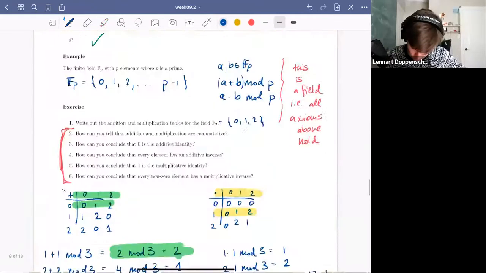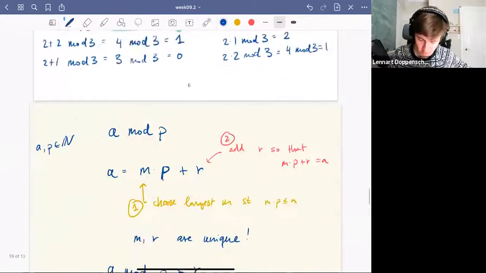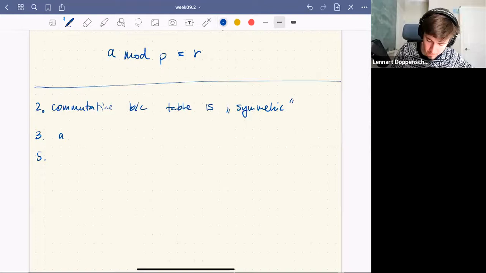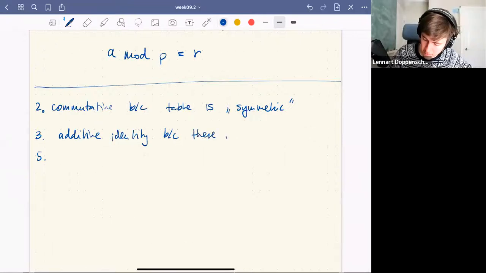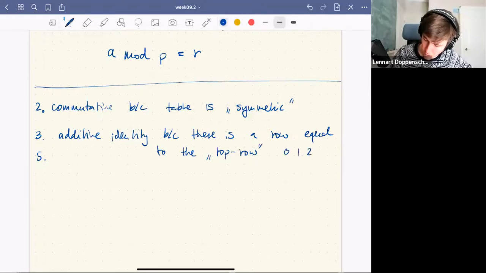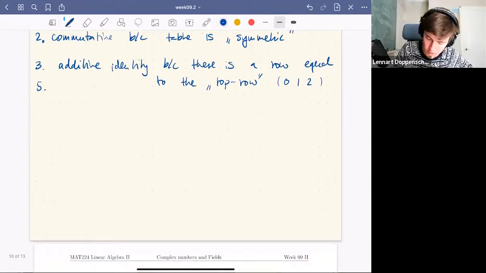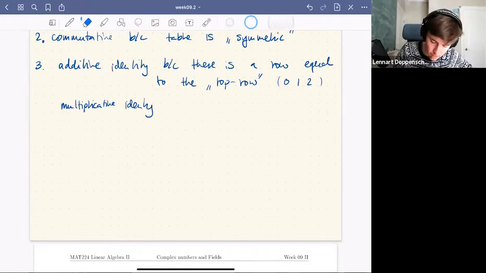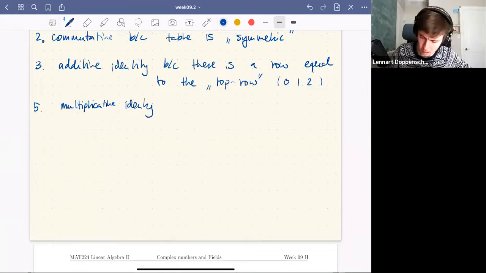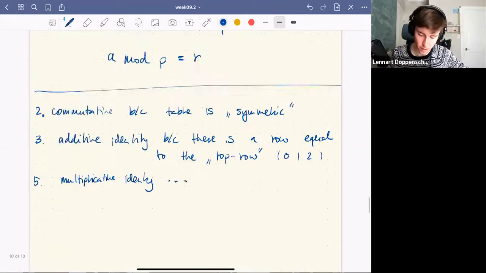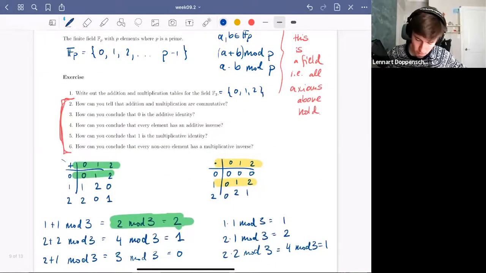What's this number 3? So this is 3 and 5. So 3 and then immediately 5, equal to the top row 0, 0, 1, 2. And the same thing is true for the multiplicative identity. We can see that, well, let me just let you fill in the gaps. As I said, these rows are the same.